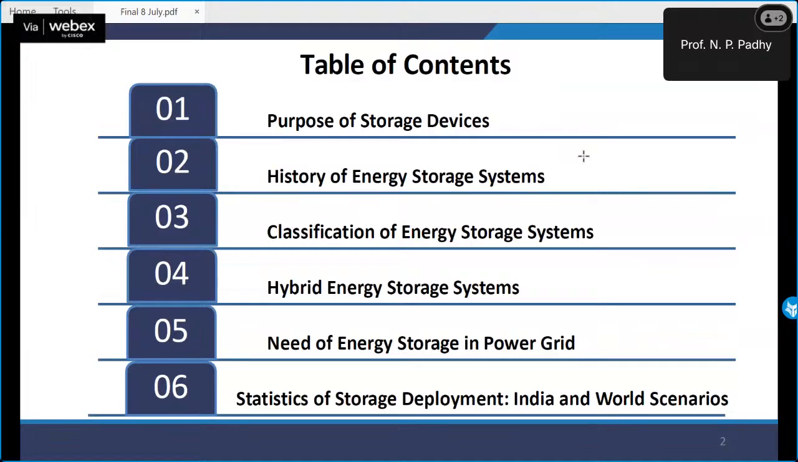As well as when we have a lot of PV and wind to be integrated in any power system, and they are not constant, and they are not available around the day, hence to meet the electricity demand around the day, we need storage devices. So it's very clear. And then you have hybrid energy storage systems, and then energy storage in the grid. Finally, statistics of storage development, both globally and nationally.